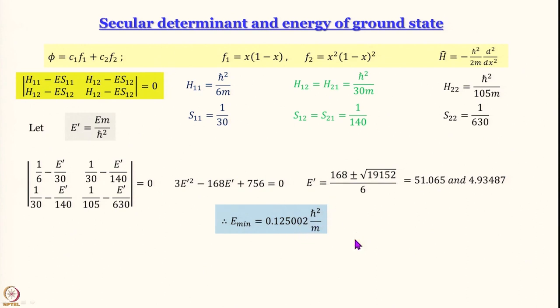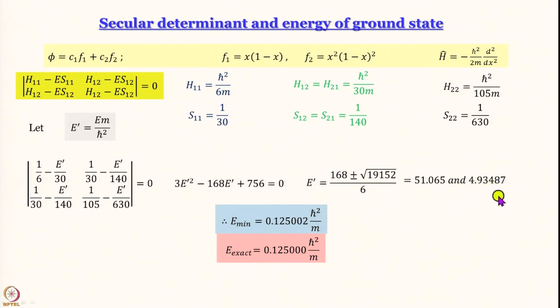Now, that might not mean much to you, but it will when I show you the exact result in the same kind of expression. So, the exact result that we had got for your particle in a box written in the same way for L equal to 1 turns out to be 0.125000 h cross by m. See, this number is 0.125002 and this is 0.125000.